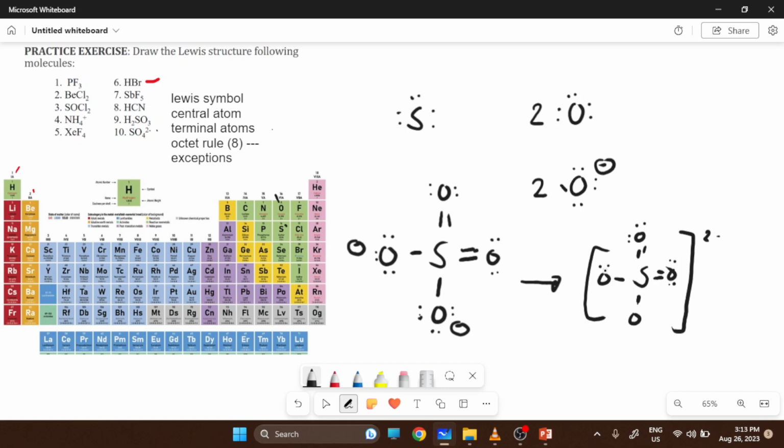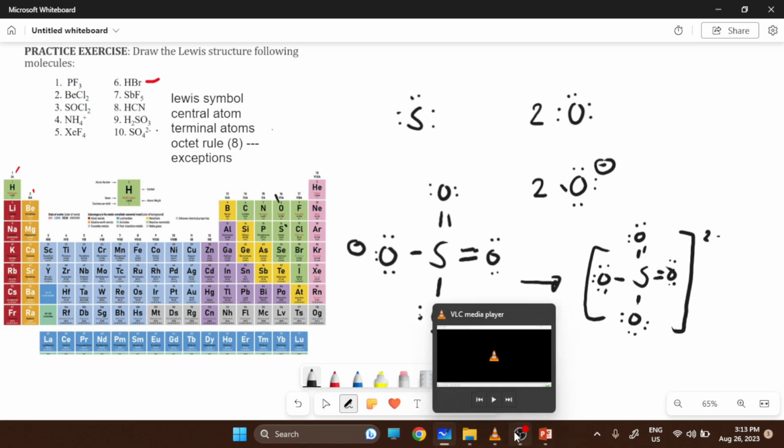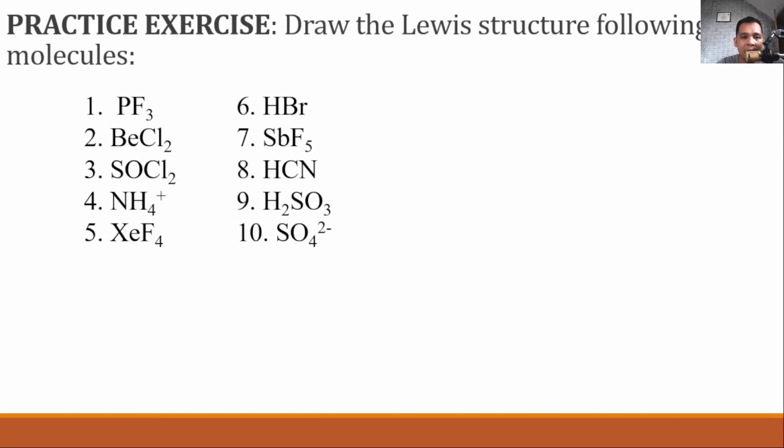So, that's all for the basics of how to draw a Lewis structure. Pero I suggest na you could search the internet para ma-familiarize kayo sa mga different bonding patterns natin. Kasi remember, this is a basic concept of chemistry and you have to master this. Kapag di nyo na-master ito, medyo magkakaproblema kayo in the succeeding topics of the chemistry, okay?